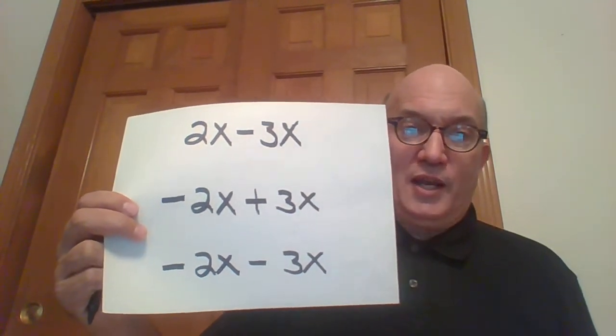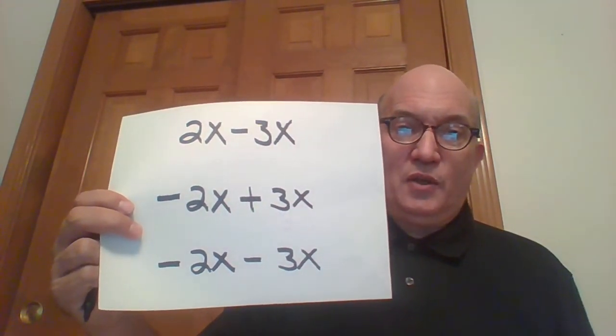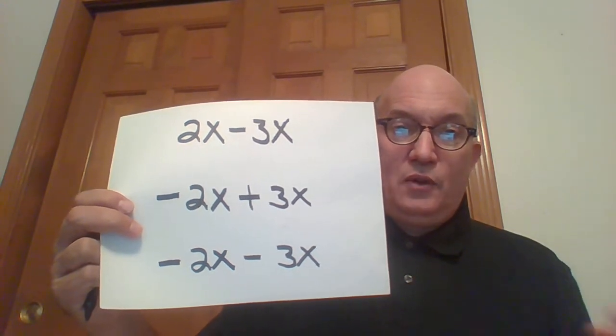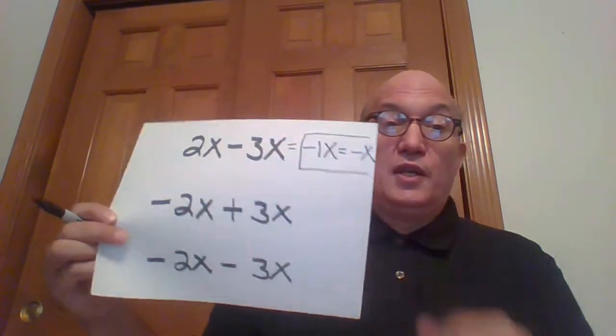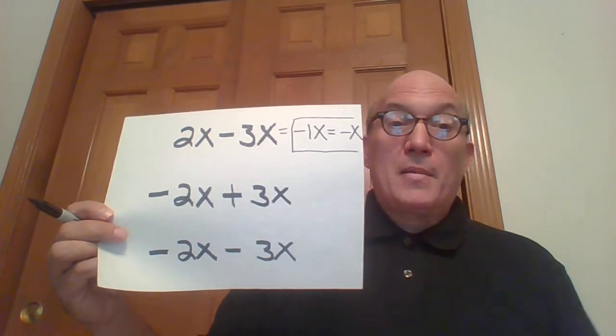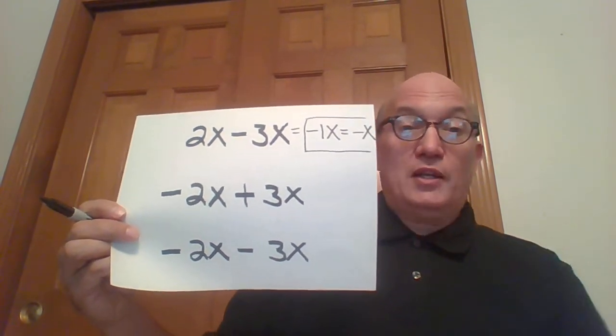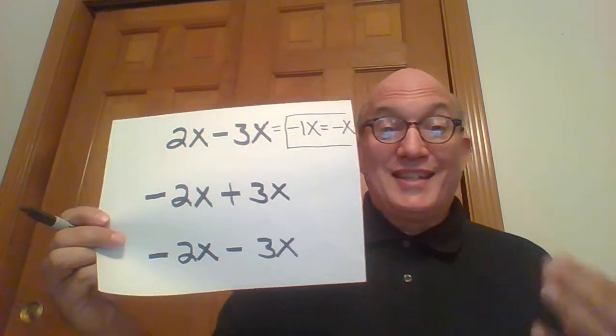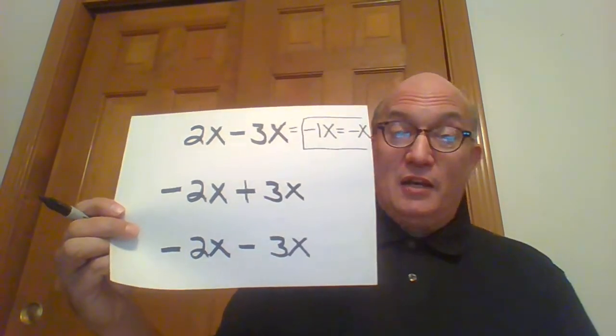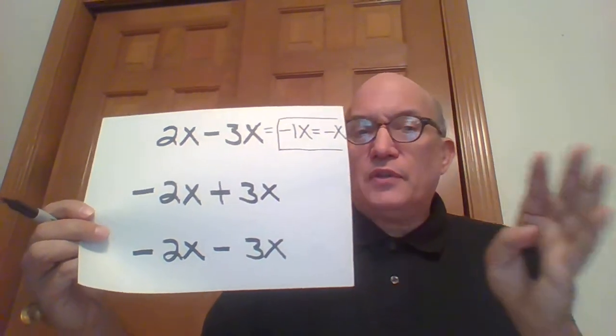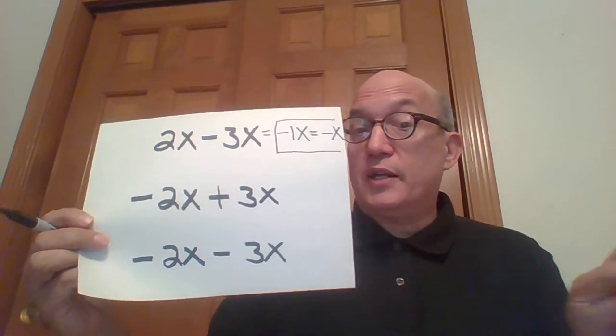What about 2x minus 3x? Can you take a guess at what you think that would be? Well, 2 minus 3 is negative 1. So this would be negative 1x. Now, negative 1x is the same as negative x. I believe I showed you a proof of that toward the end of the school year in the spring. If you multiply a number by negative 1, you get its opposite. So 2x minus 3x is negative 1x, which is negative x. And it's kind of intuitive again because 2 minus 3 is negative 1.